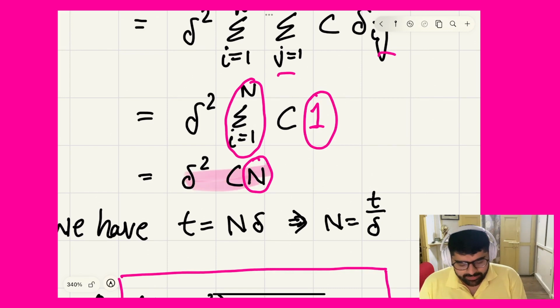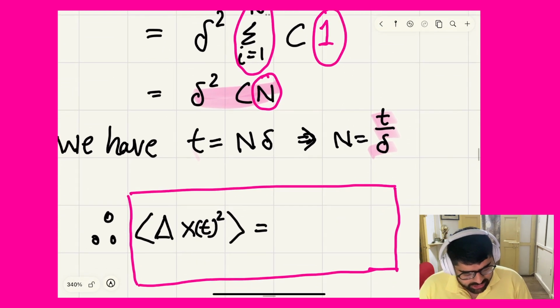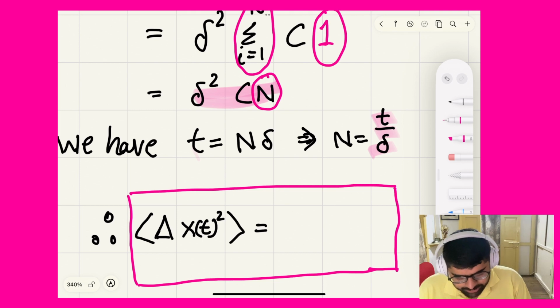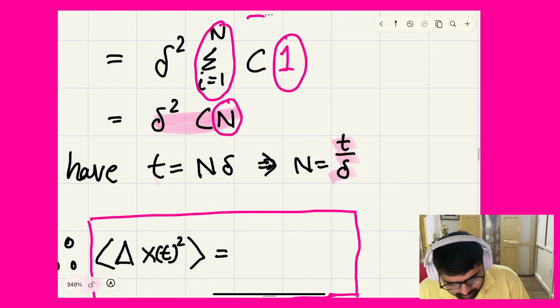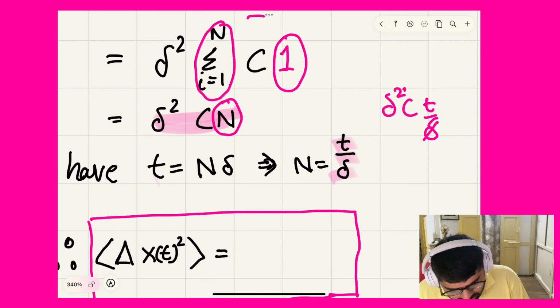Now we are also given that t is equal to n times delta. So n is equal to t by delta. Using this relation and the quantity derived above, we can write this to be delta squared c t by delta, which is equal to delta c t.